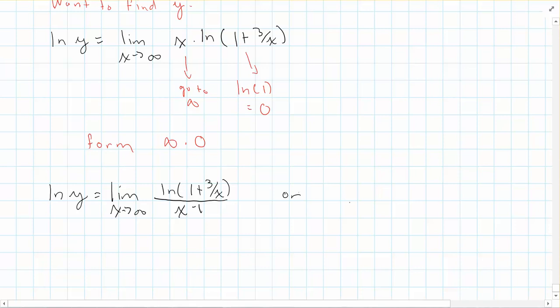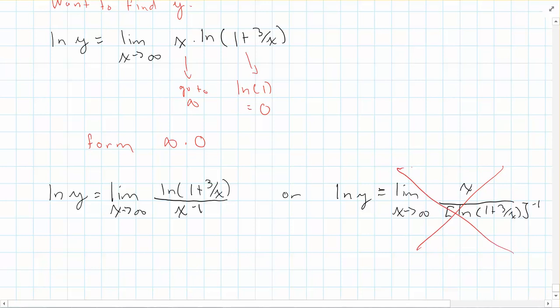Or we can have the natural log of y is equal to the limit as x goes to infinity of x over natural log of 1 plus 3 over x to the negative 1 power. This looks ugly to have to do. You will never do it this way. We will always, with these infinity cases, write it like this.